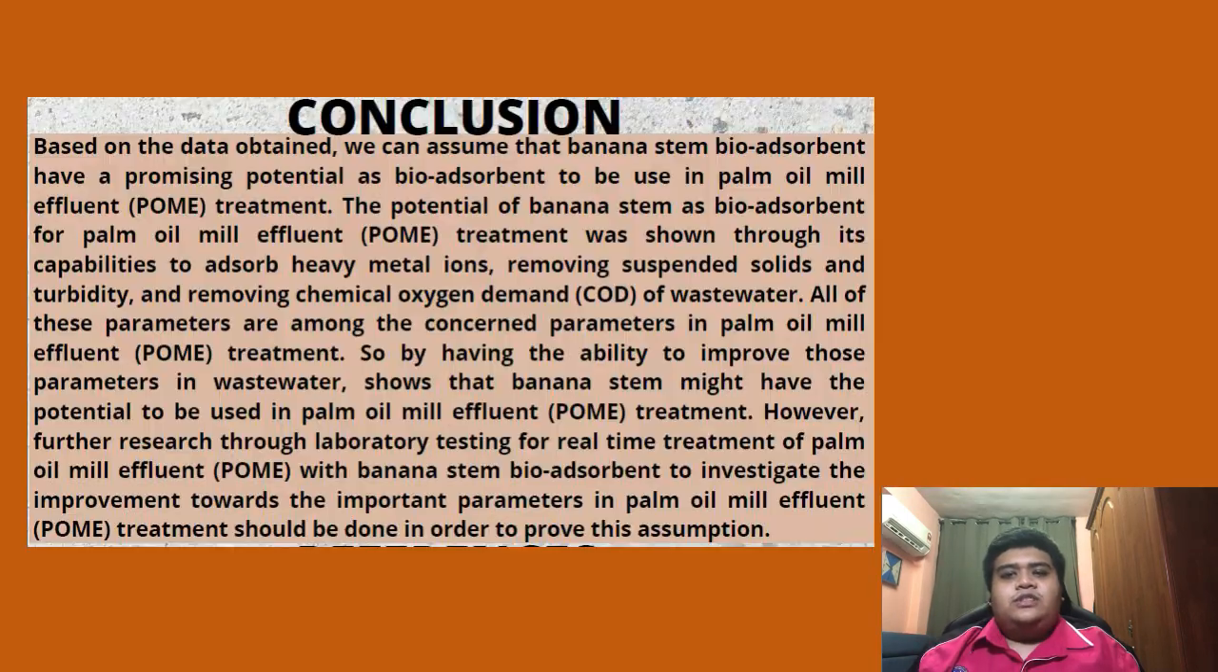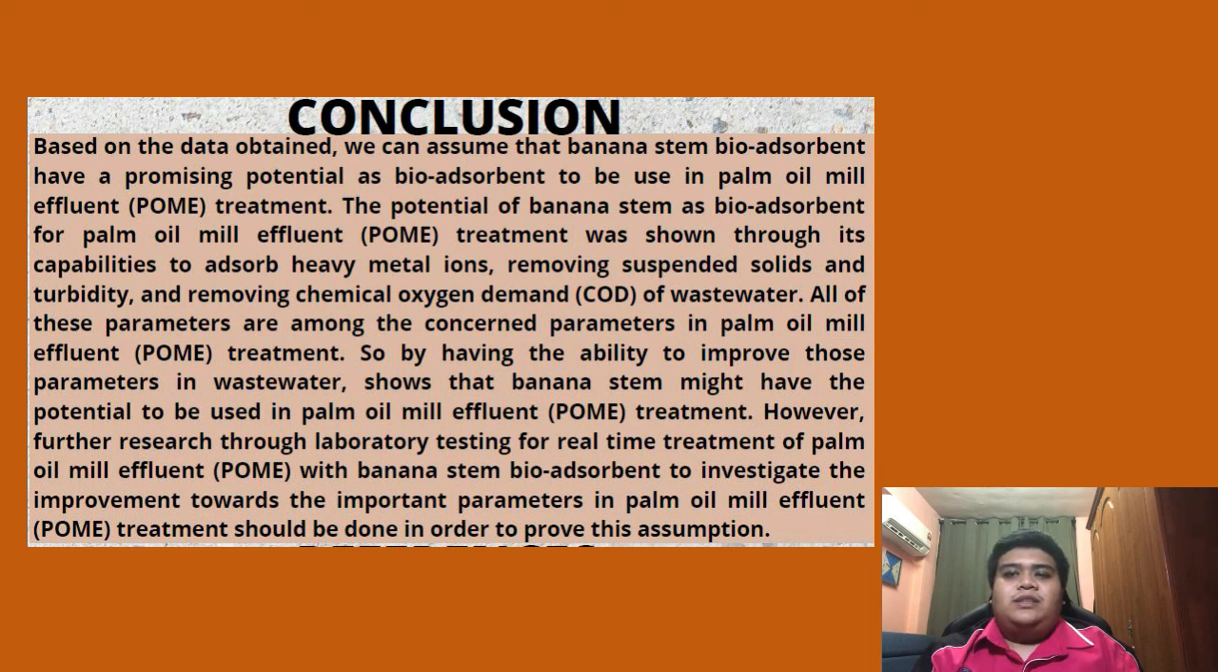As for the conclusion that can be made from this study, based on the data obtained, we can assume that banana stem bioadsorbent has a promising potential to be used as a bioadsorbent in palm oil mill effluent treatment. The potential of banana stem as a bioadsorbent for palm oil mill effluent treatment was shown through its capabilities to absorb heavy metal ions, remove suspended solids and turbidity, and remove chemical oxygen demand of the wastewater.